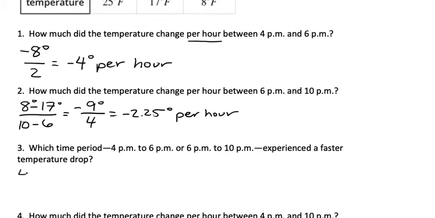So the faster temperature drop was between 4 p.m. and 6 p.m.